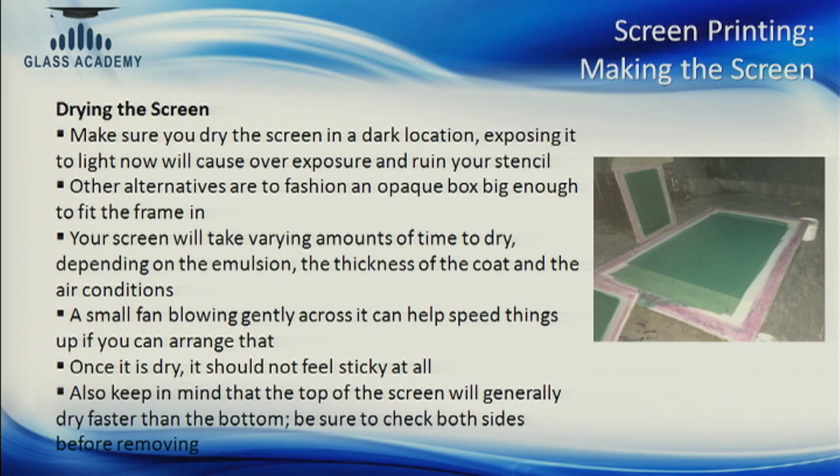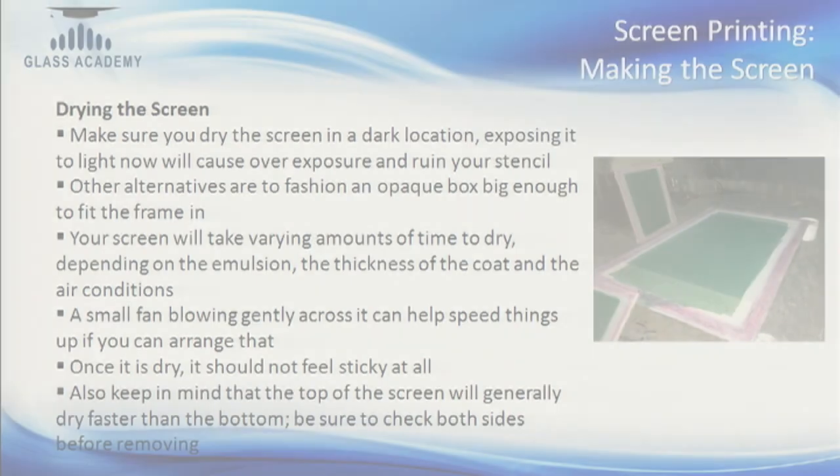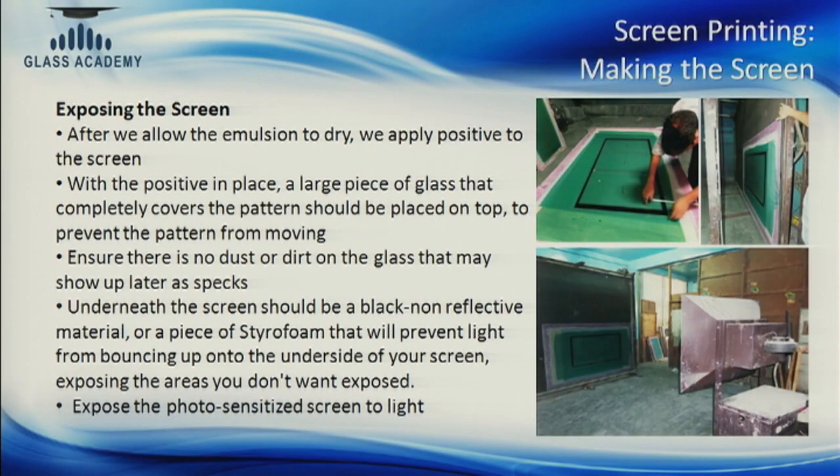You don't want it at an angle, because if it's at an angle, it will flow through on one side. So you dry it off, and once it has dried, you go on to the next process, which is putting the positive on the frame itself. So now we have already selected the mesh, we've already pasted it on the frame, and we've coated it with the emulsion.